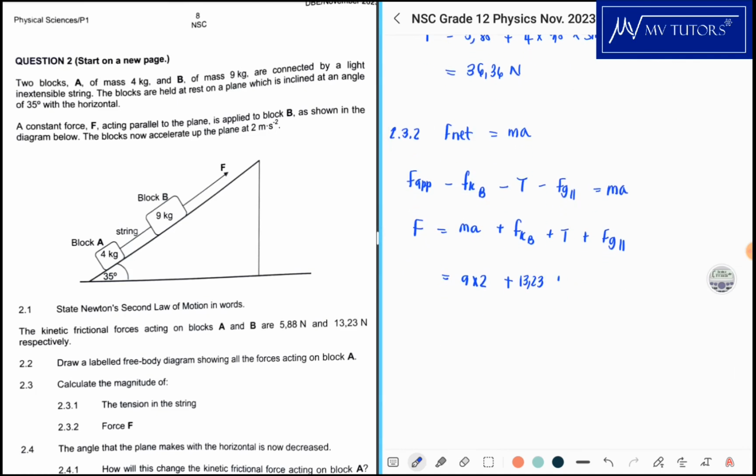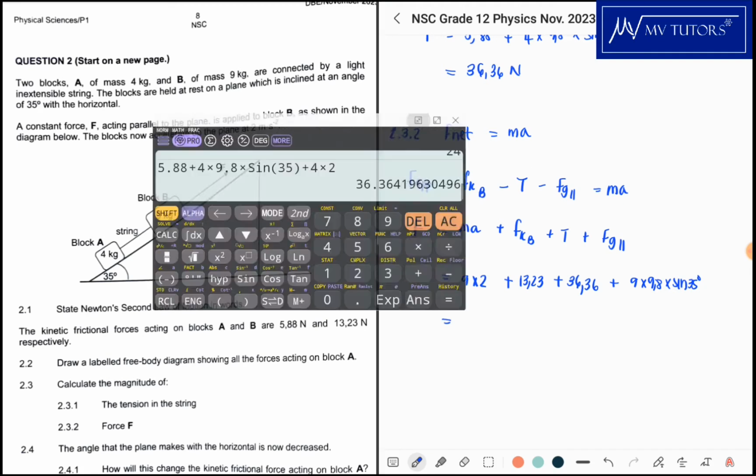And then the tension, we calculated it previously, 36,36. So if you got it wrong, it will mess up your answer, but they will mark you right because at least you have the formula right, but the final answer will definitely be wrong. And then you have the parallel component, so FG, that's simply 9 times 9,8 times sine 35 degrees.